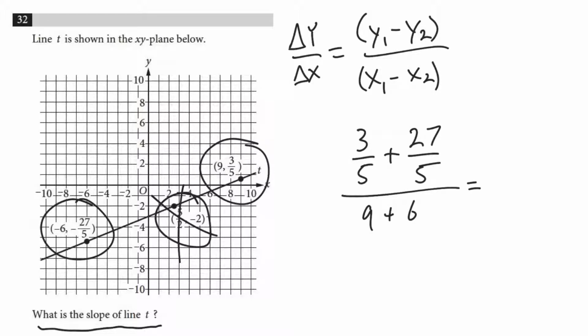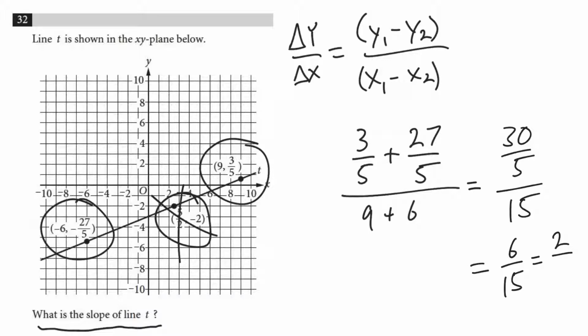So that is going to be 30 fifths over 15. Alright, well, 30 fifths, that's 6 over 15. Let's see, so we can reduce by a factor of 3. That's going to be 2 fifths. So 2 fifths would be our solution for this.